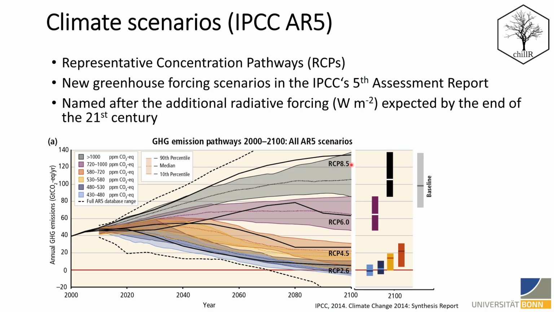Since these numbers express the additional radiative forcing, you can imagine that the higher this number is, the greater the warming that we'll expect. The highest scenario that is commonly used is RCP 8.5. Sometimes you see RCP 2.6 as a particularly low emission scenario. 4.5 is also commonly found in the literature, and 6.0. In theory, you can have all kinds of other scenarios in addition, but those are rarely used, if ever.